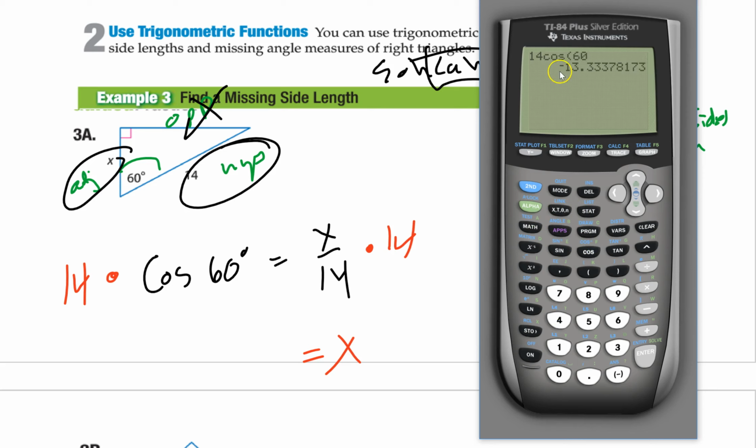So I get negative 13. That doesn't make sense, right? How do I have a negative side? What's going on here is I have this in radian mode. So if you go to mode here, it defaults to radians. But for now we're doing degrees.